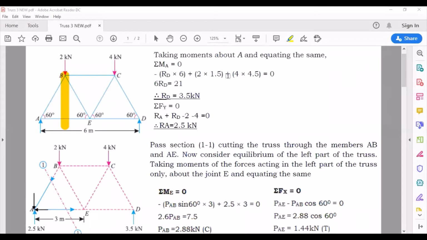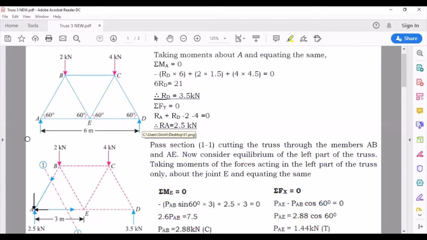Similarly, 4 kilonewton, again the line of action of this force is vertical like this, okay. The distance between the moment center, that is A, and this line of action is how much? It is 3 plus 1.5, that is 4.5, causing a clockwise rotation, so it is 4 into 4.5, which will result in 6 RD is equal to 21. That is, if you rearrange the terms in this equation, you will get 6 RD is equal to 21, where RD is 3.5 kilonewton.